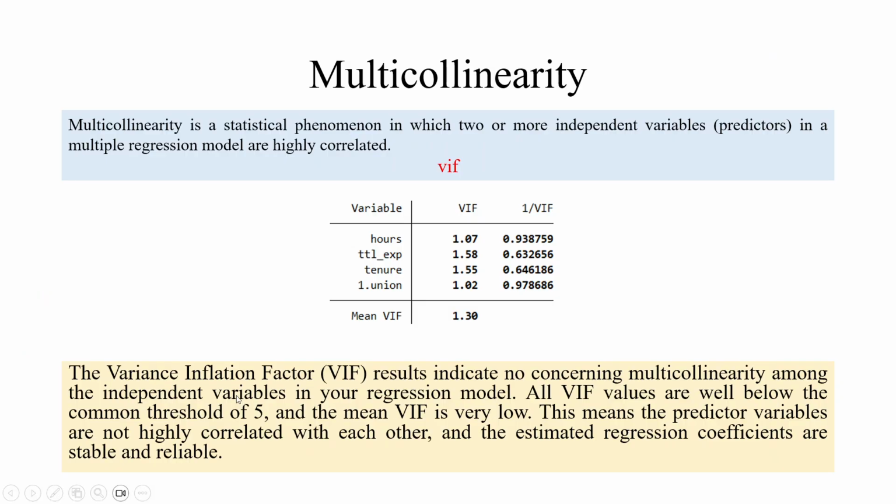The variance inflation factor results indicate no concerning multicollinearity among the independent variables in the regression model. All VIF values are well below the common threshold of 5, and the mean VIF is very, very low. This is also good. This means that the predictor variables are not highly correlated with each other, and the estimated regression coefficients are stable and reliable. So this is good. Normality assumption was violated. That was not good.